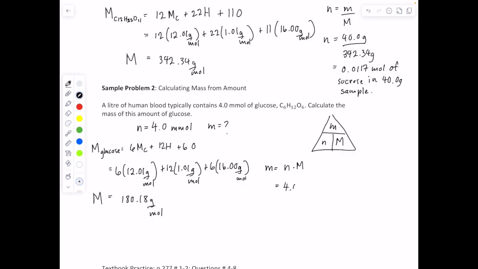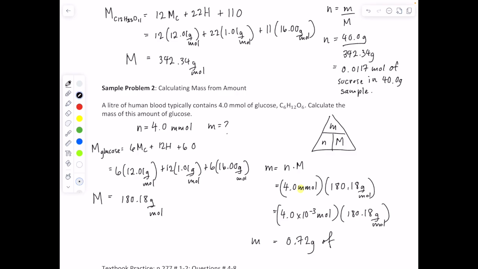So let's find the mass of 4.0 millimoles times the molar mass, 180.18 grams per mole. Now, in this example, they gave us the number of moles in millimoles. We have to convert that into moles. The prefix milli means 10 to the power of -3. So that's 4 times 10 to the power of -3 moles times 180.18 grams per mole. If we punch that into the calculator, we end up with a mass of 0.72 grams of glucose.